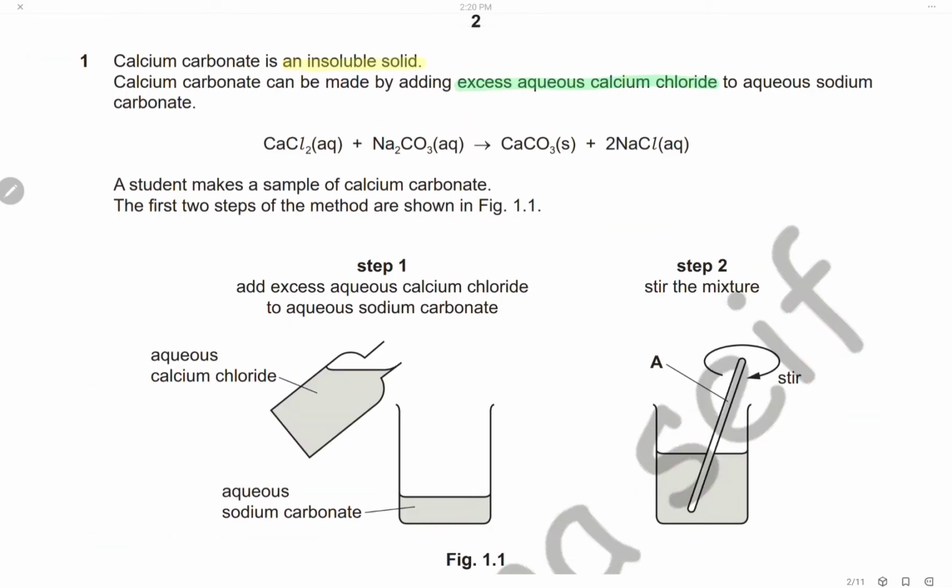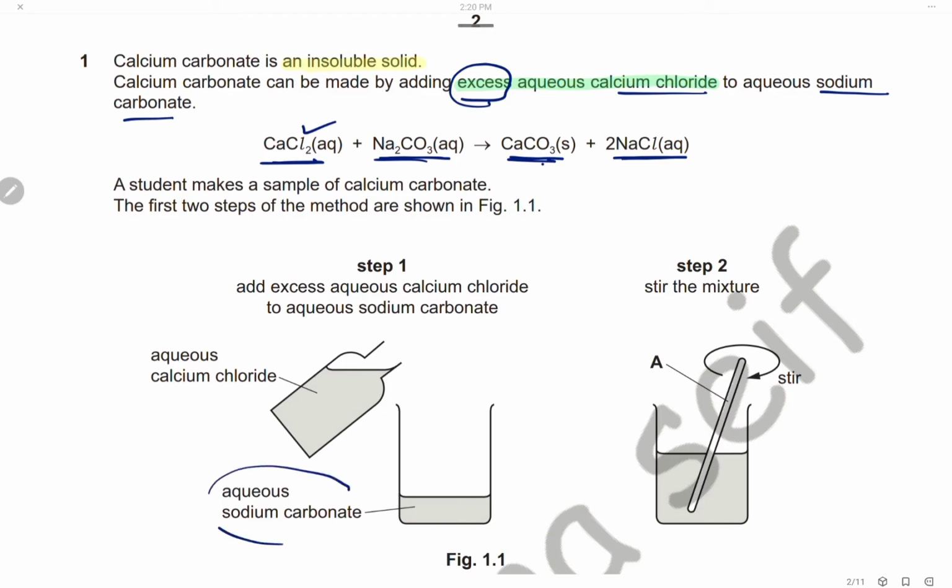Calcium carbonate is an insoluble solid. Calcium carbonate can be made by adding excess calcium chloride to an aqueous solution of sodium carbonate. So we have calcium chloride solution with sodium carbonate solution, but calcium chloride is in excess. As we can see from the equation, calcium carbonate is formed, which is insoluble, and also aqueous solution of sodium chloride. Here we have the first two steps in the student method.